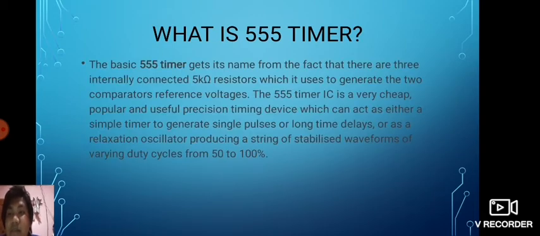The basic 555 timer gets its name from the fact that there are three internally connected 5k ohm resistors, which are used to generate the two comparators' reference voltages. The 555 timer IC is a very cheap, popular, and useful precision timing device which can act as either a simple timer to generate a single pulse or long time delay, or as a relaxation oscillator producing a string of stabilized waveforms of varying duty cycle from 50 to 100%.